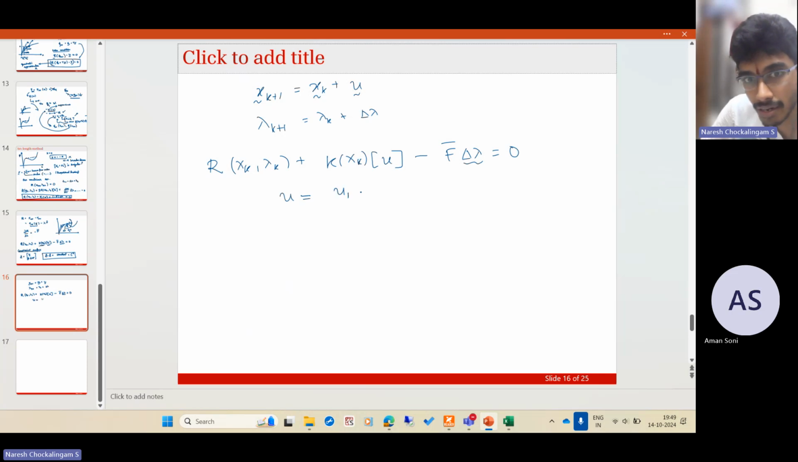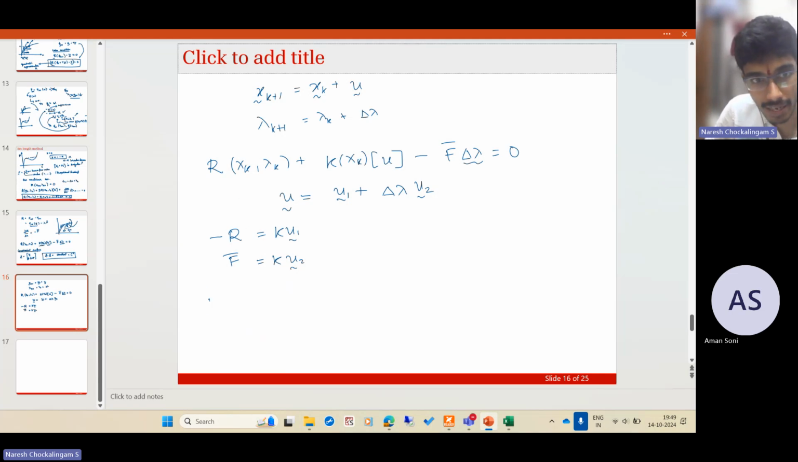You have one u1 which satisfies the force residual, and another part which is proportional to this delta lambda and u2. So it is such that r is equal to k u1, and f bar is equal to k u2. So these two components of the displacement can be solved independently, right?